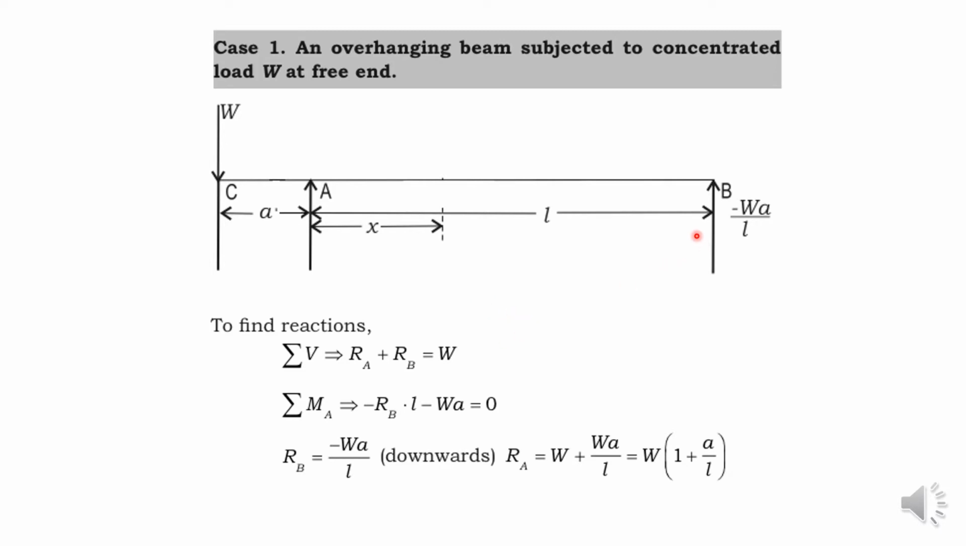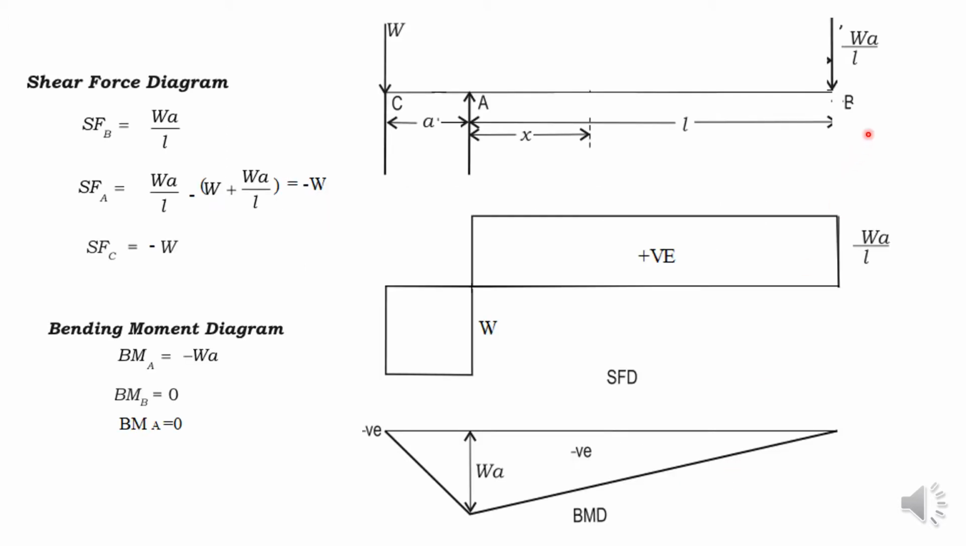So minus RB into L minus W into A equals 0, so that RB equals minus WA by L. That means we considered RB as acting upwards, but actually it is acting downwards. So RA equals W plus WA by L, that is W into (1 plus A by L). We can consider this WA by L acting downwards, so that our drawing of the SFD will be easy. So just start drawing the shear force diagram.